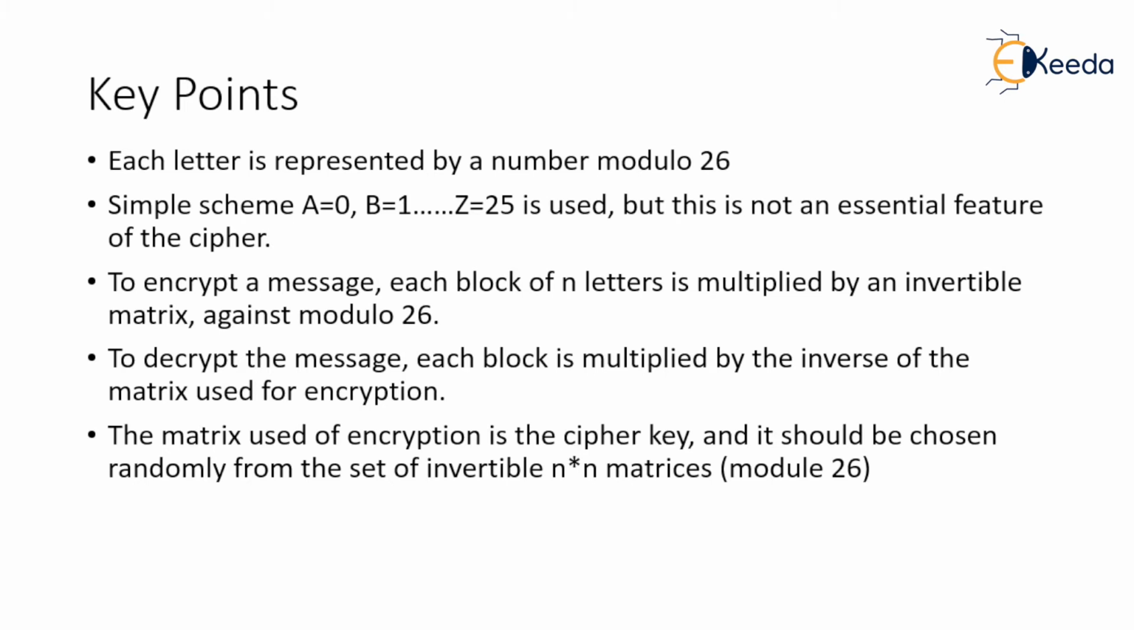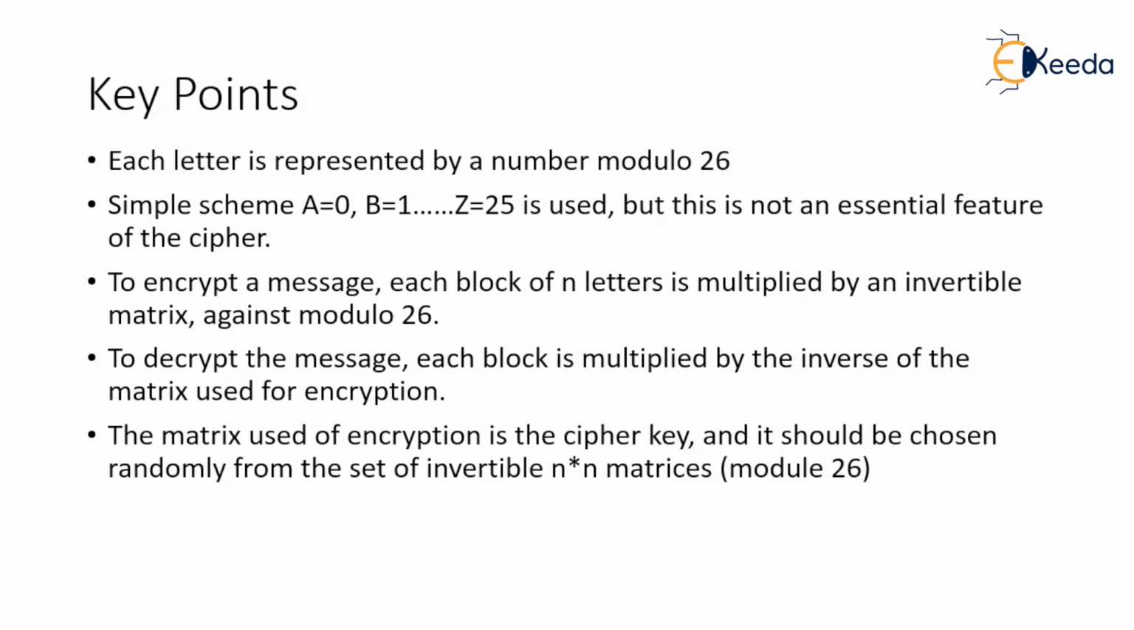To convert plain text into ciphertext, that is to encrypt a message, each block of n letters is multiplied by an invertible matrix modulo 26. And conversely, to convert the ciphertext into plain text, that is to decrypt your message, each block is multiplied by the inverse of the key matrix which was used during the encryption process. That means whatever key matrix we use for encryption, we just have to find the inverse of that key matrix to perform decryption.